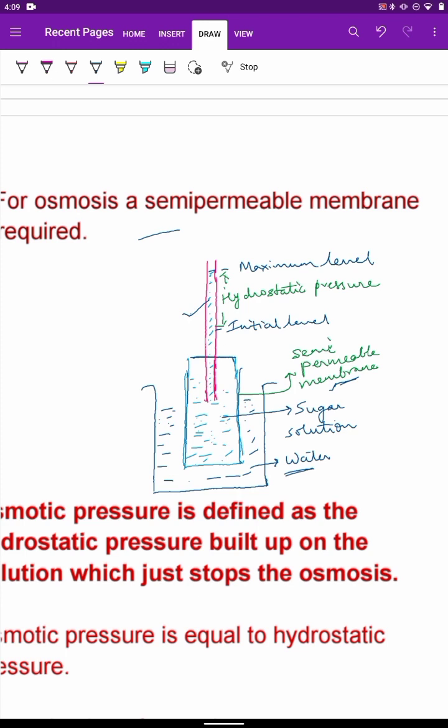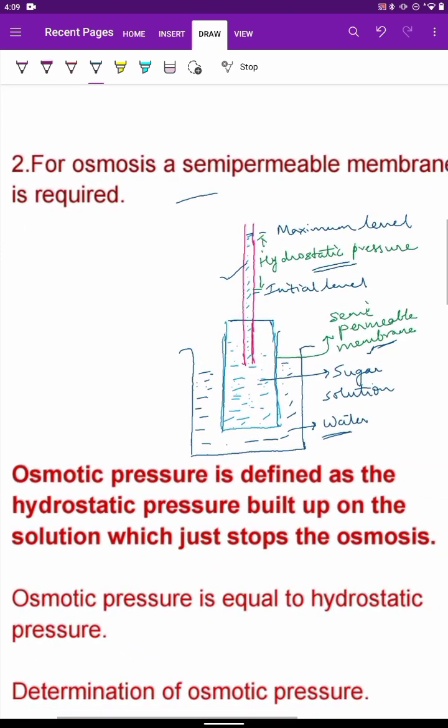So the hydrostatic pressure which has developed because of osmosis is a measure of the osmotic pressure of the solution. See, this is the hydrostatic pressure and that has developed because of osmosis. So if we can measure this, it will give us a measure of osmotic pressure of the solution as well.